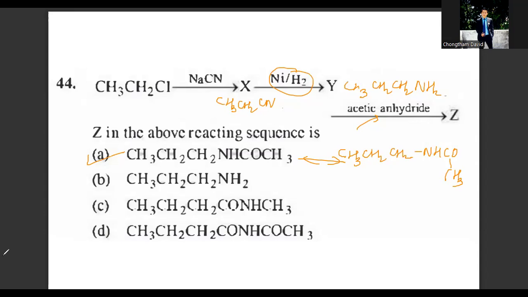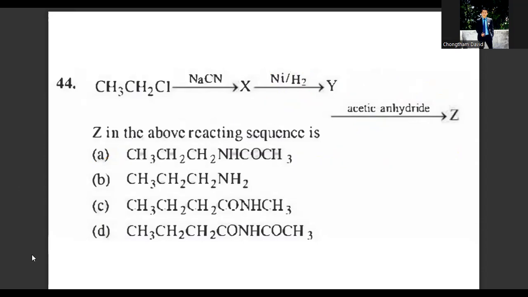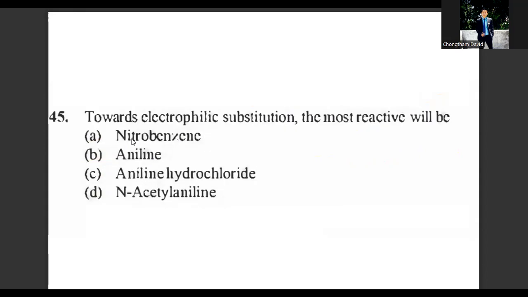Okay, last question as usual. You have to do this as homework and tell me the answer in the next class. The last question is: towards electrophilic substitution, the most reactive will be nitrobenzene, aniline, aniline hydrochloride, or acetyl aniline.